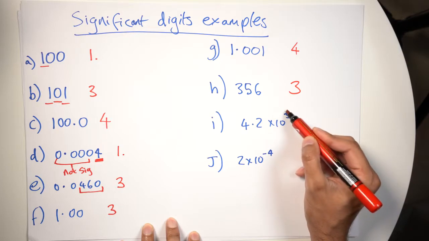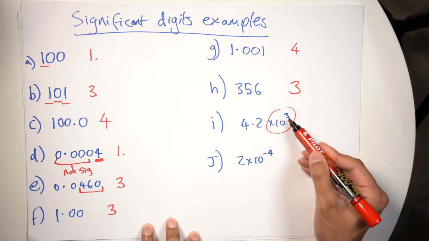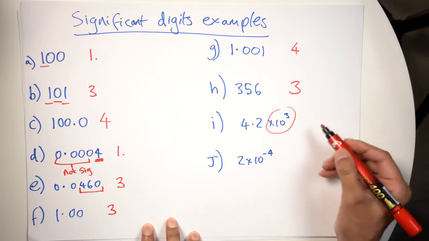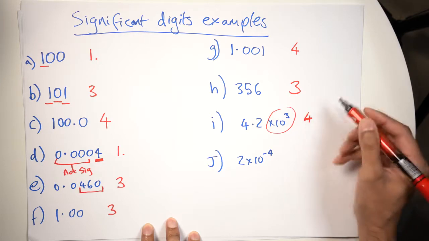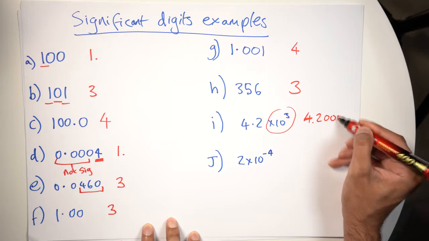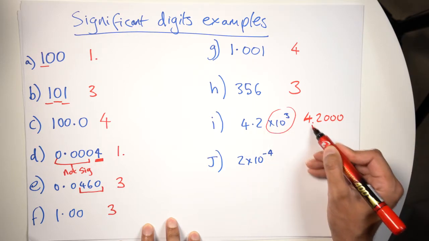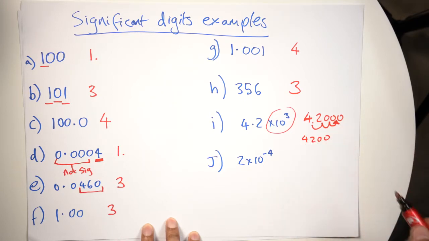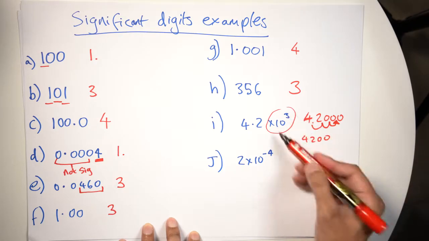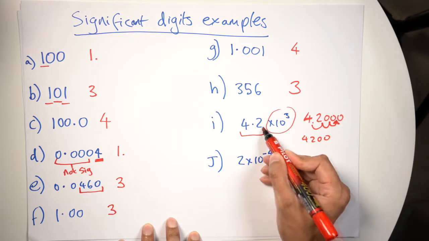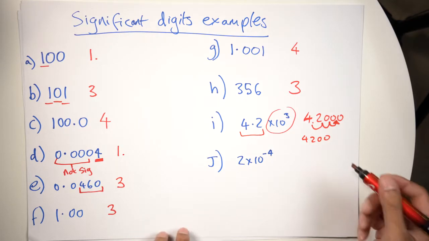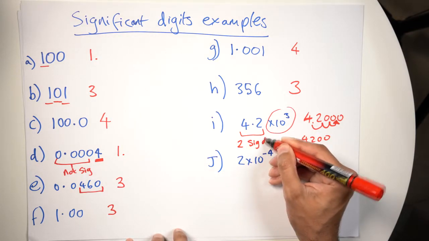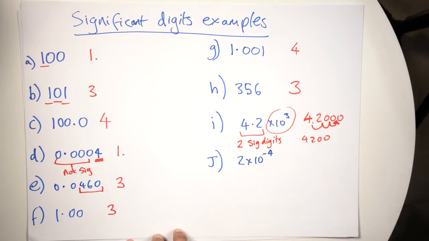Now, these ones are quite interesting. Whenever you see this kind of thing, times 10 to the power of something, this is like moving a decimal point 3 places the other way. So if you imagine it's 4.2000, and then you're moving that decimal point 1, 2, 3, you end up with 4,200. And in this one, you don't even need to do all of this. That is the number of significant figures. So this one is 2 significant digits.